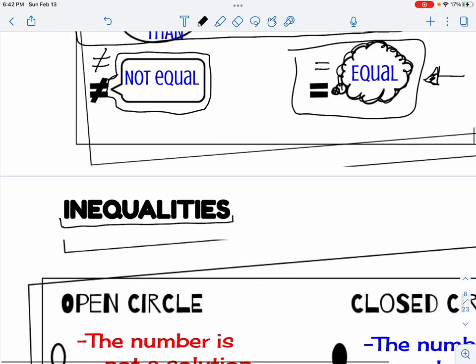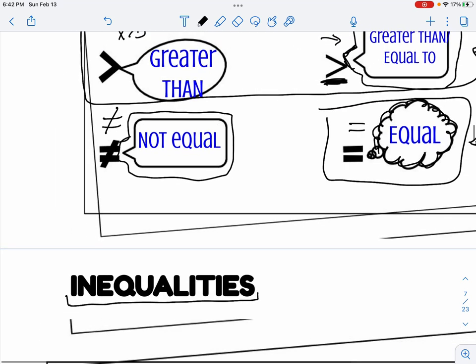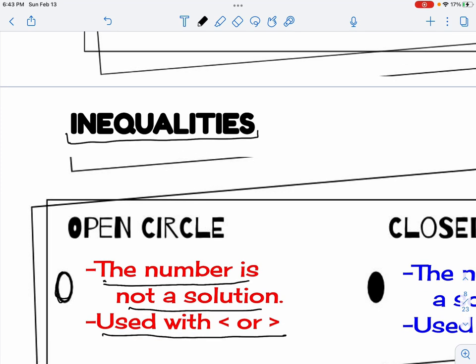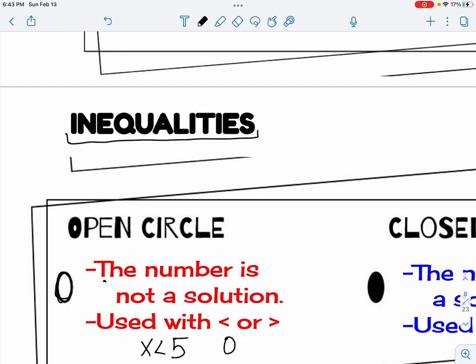Okay, inequalities. Now we're not used to seeing this, but when we graph them on a number line, we have an open circle right here. The number on the open circle is not a solution. So we're going to use those with less than or greater than signs. That's it. No underline underneath them. Just the number is not a solution. So if I were to have x is less than 5, when I graph that and represent it on a number line, I'm going to represent it with an open circle.